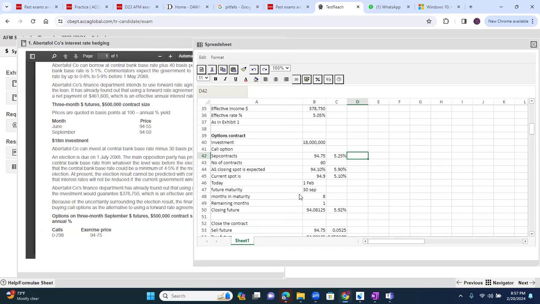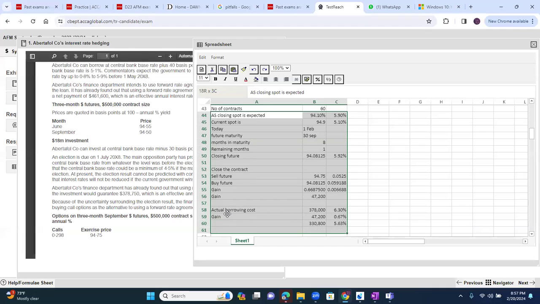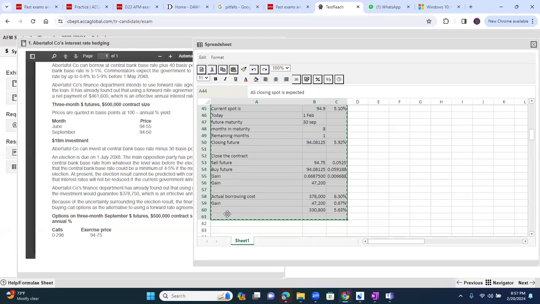Okay, but the problem is, this is not the September contract exercise price, so this answer is not correct. This is the closing future answer. The rest is fine.